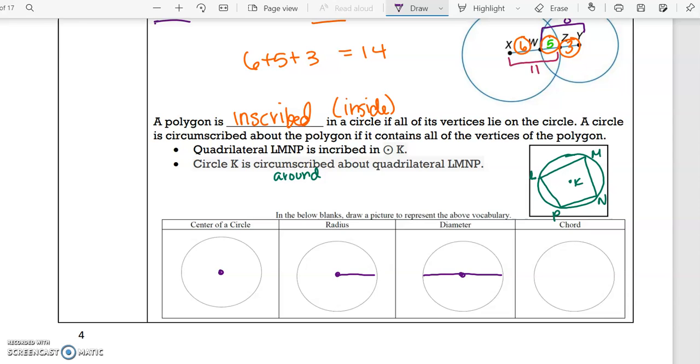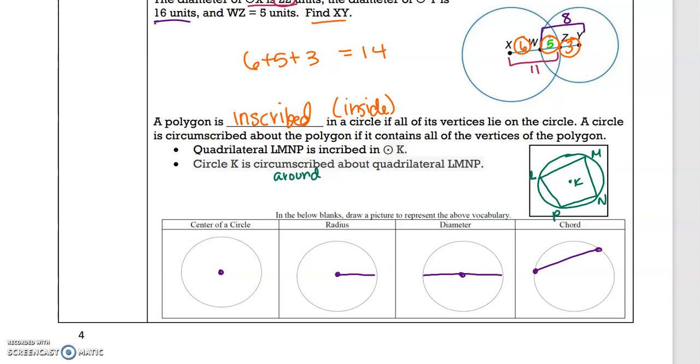And just remember that radius and diameter both touch the center of the circle, but a chord does not necessarily. Chord is just going from one side to the other there.